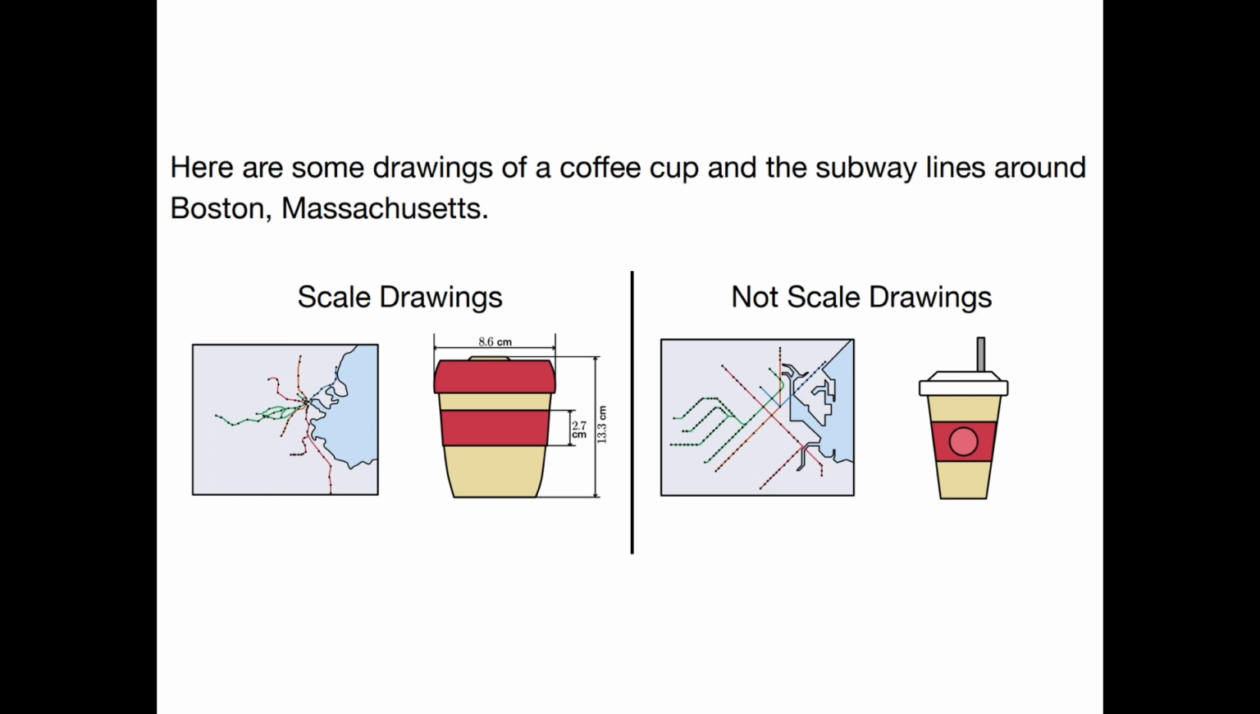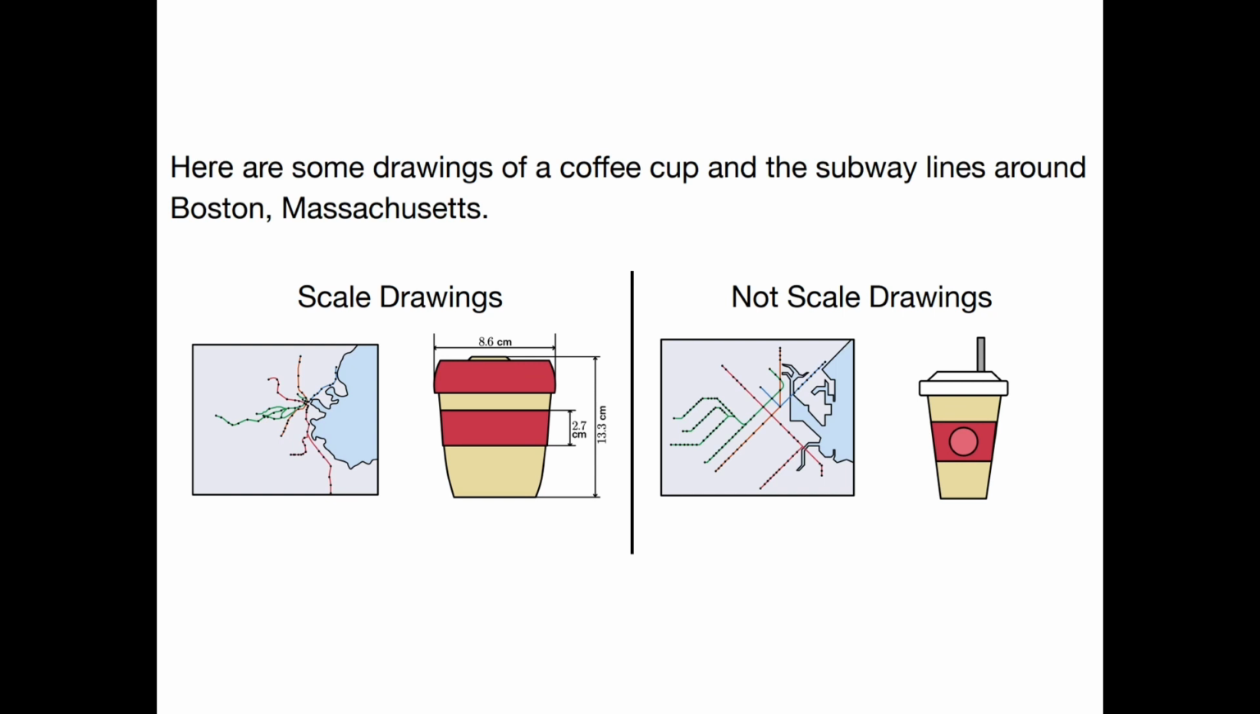Now take a look at both of these examples. So these are two drawings of a coffee cup and the subway lines around Boston. So on the left you see that there are some scale drawings, and on the right you see those are not scale drawings. Now, what do you think makes them examples and non-examples of scale drawings? Now I want you to put your thinking into the share with my class slides. And now that you've written your thoughts, let's discuss.